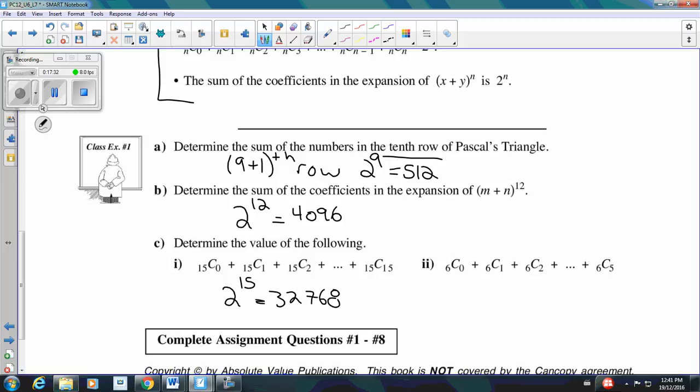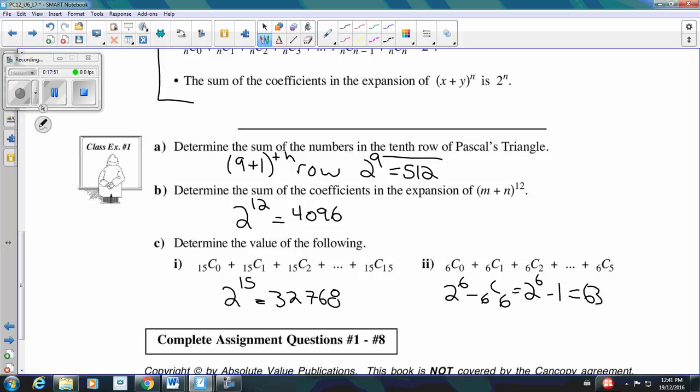This one here, 6 choose 0 plus 6 choose 1 plus 6 choose 2 all the way up to 6 choose 5. Well, we know that this would be 2 to the 6, except we didn't include that last term, 6 choose 6. 6 choose 6 is just equal to 1, so this is 2 to the 6 minus 1, which equals 63.